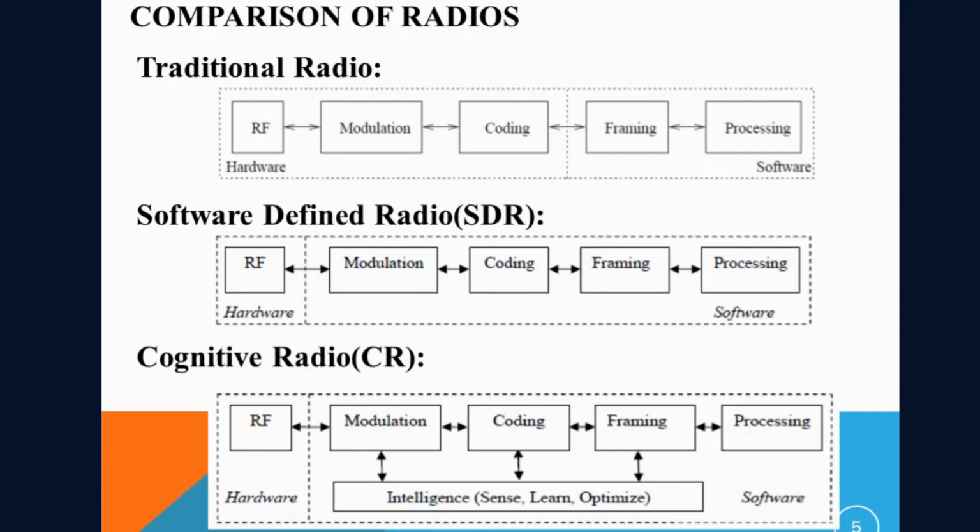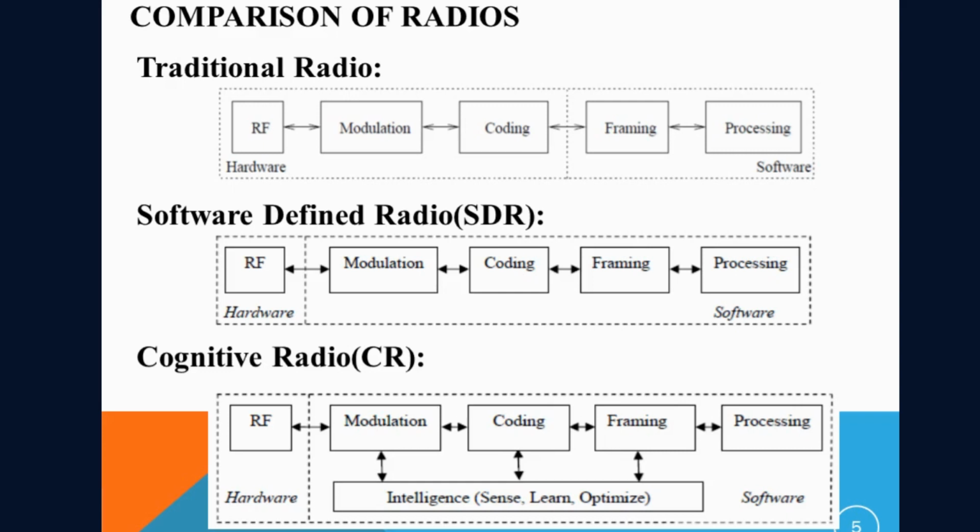Coming to the comparison of the conventional radio, software defined radio and cognitive radio, we know the traditional radio system has RF front end, modulation and coding in the hardware portion, while framing and processing alone comes in the software portion. In SDR, RF front end alone is in the hardware, modulation, coding, framing and processing, everything is on the software side. In cognitive radio, it is similar to that of the software defined radio. RF front end is in the hardware, while modulation, coding, framing and processing are in the software.